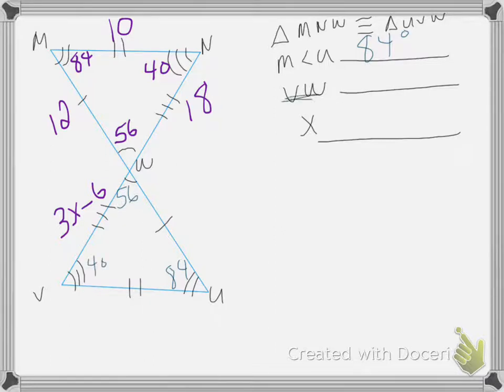Now it wants to know how much VW is. VW is this right here. But remember, VW has 3 little marks, you see? 3 of them. Which one has 3? This one does. Which means that this and this are equal. So this is just 18 also.